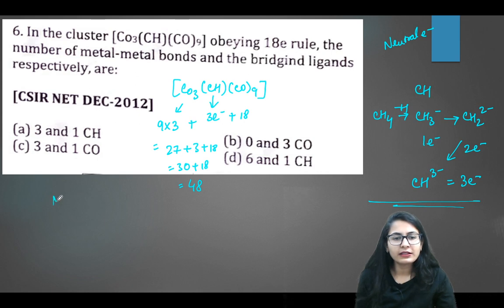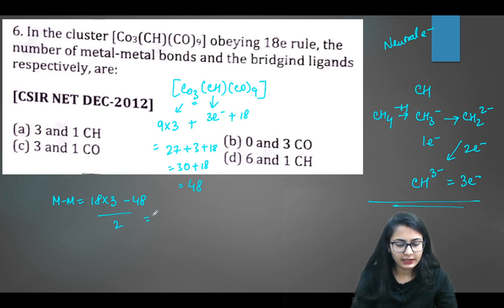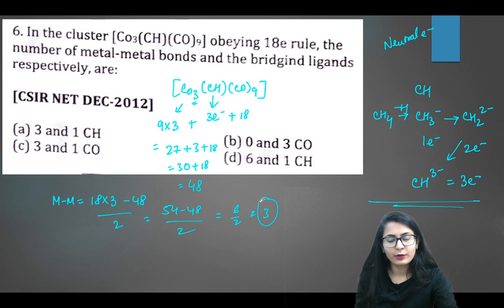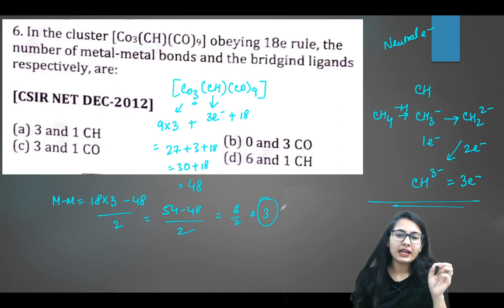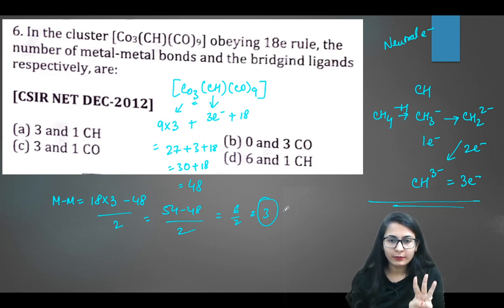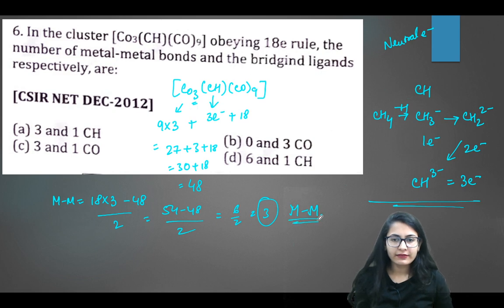Okay, so now you find the metal bond like this, because now 18 into 3 will happen, right? Because we are having only 3 metals. So 18 into 3 minus 48 divided by 2. So 18 into 3 we have 54 minus 48 divided by 2. Okay, 54 minus 48 is equal to 6 divided by 2, that gives you 3 metal bonds. So you can directly solve it even without knowing the isolable analogy, and you know that there are going to be 3 metal bonds. Okay, so both of these options are wrong.